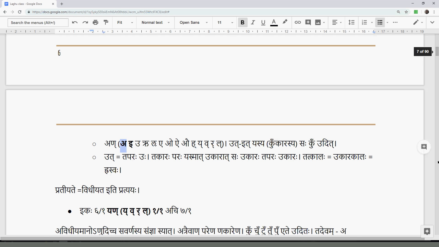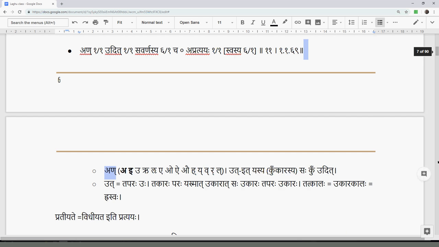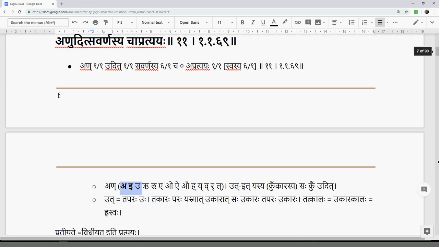An is a sanjna given for all: swasya, akarasya, hraswa akarasya and savarnasya. Savarnasya cha sanjna. So when you say an is a sanjna, an is a short form for a, i, u, ri, lri, e, o, ai, au, ha, ya, va, ra, la. Due to it including all of this, it is making each and every one a sanjna, just by saying an.